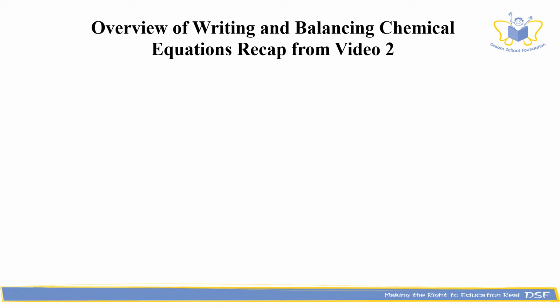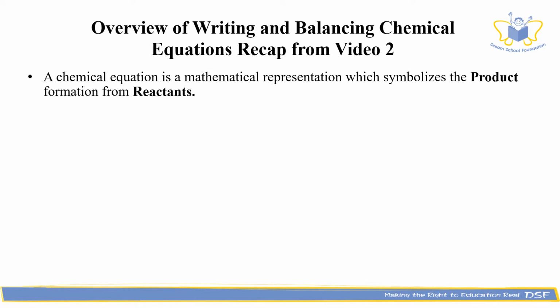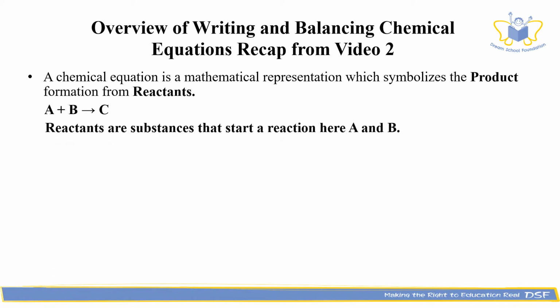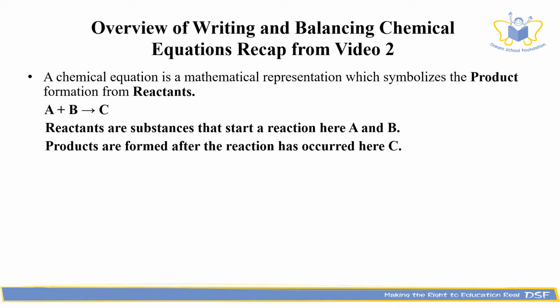The overview of writing and balancing chemical equations, recap from video 2. First one, what is a chemical equation? A chemical equation is a mathematical representation which symbolizes the product formation from reactants. A plus B gives C. Reactants are substances that start a reaction, here A and B. Products are formed after the reaction has occurred, here C.